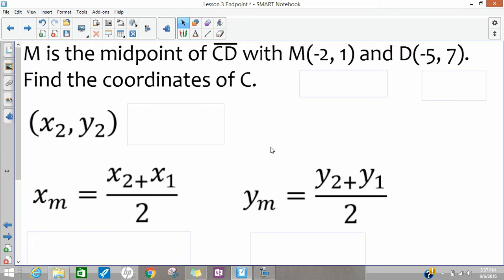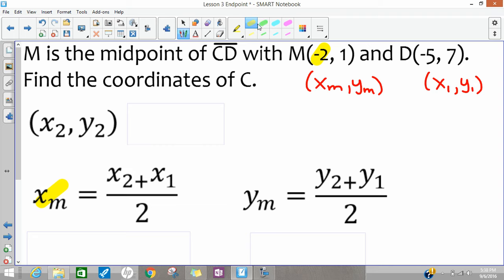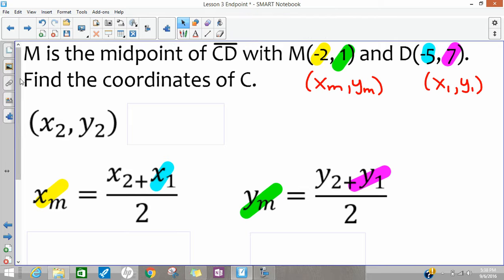So let's try another one. Again, I'm given the midpoint M, this time of segment CD, and I have endpoint D, and I'm looking for the coordinates for C. So there's my midpoint XM, and I have that written as well. And I have my X1, Y1. So my XM goes in yellow, my YM in green. That's my X1, and then my Y1. So we're just going to plug those values in where they belong and solve for X2 and Y2.